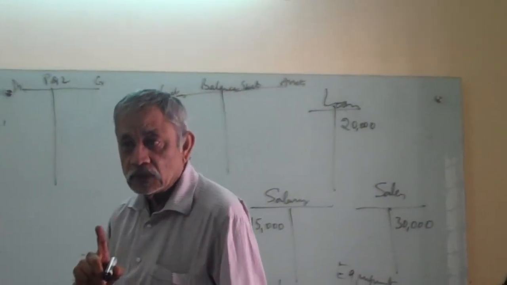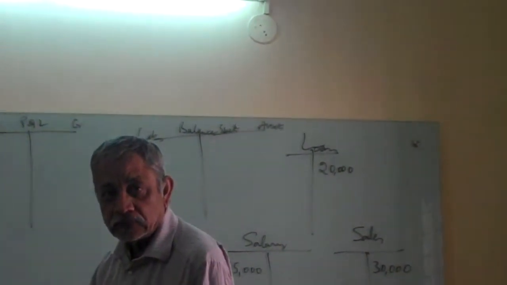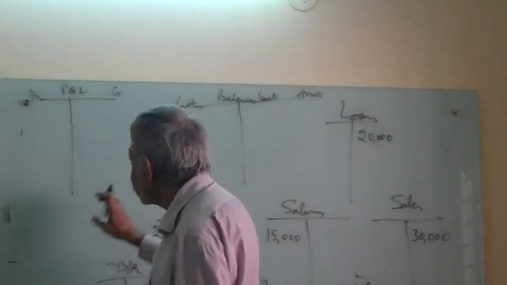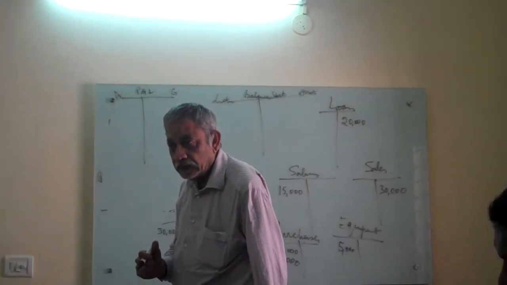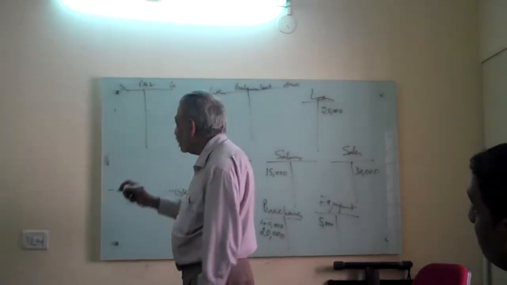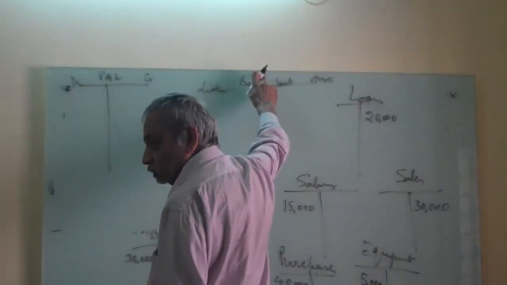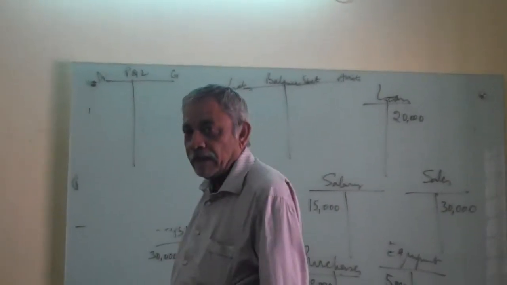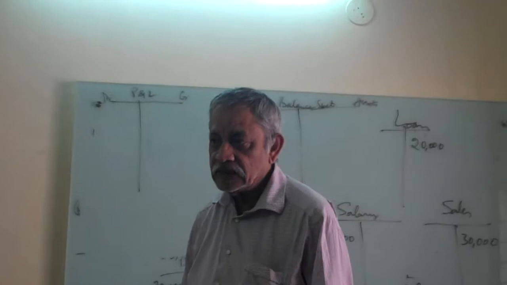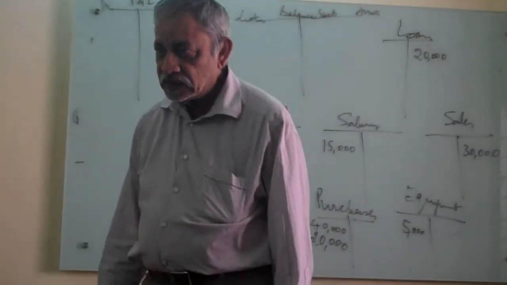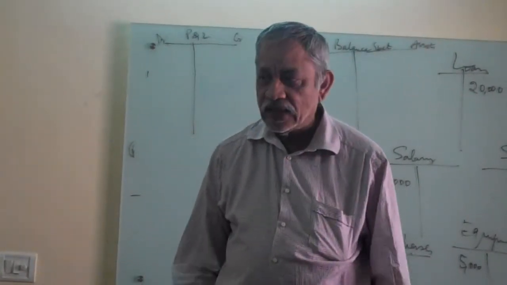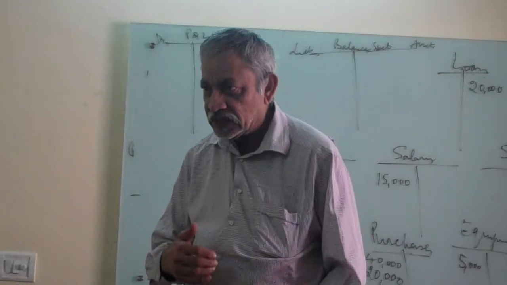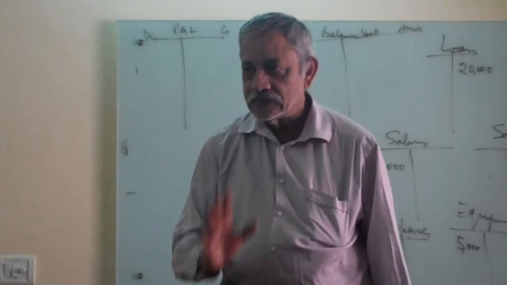We all close the cash book. Where does it come in the final accounts? Which statement? This is statement 1, statement 2. P&L or balance sheet? Balance sheet. What is cash balance? Is it an expenditure or an income or an asset? I have cash in my pocket. Is it an expenditure or an income or an asset? It's an asset.